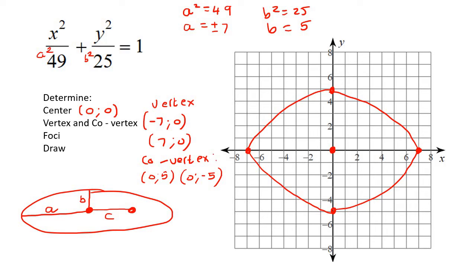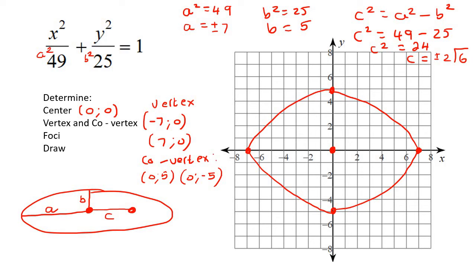The next one is the foci. Now that's the length of C. So to find C, we use the formula: A squared take away B squared. So we're going to say C squared is equal to A squared, which was 49, take away 25, and that's going to give us 24. To get C alone, we take the square root, and we get plus minus 2 square root 6, which is approximately 4.9. That'll help you to see where to plot it.